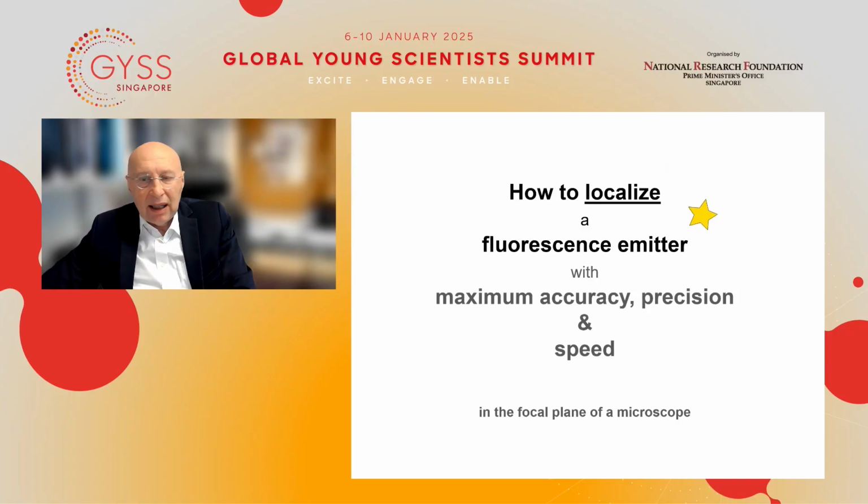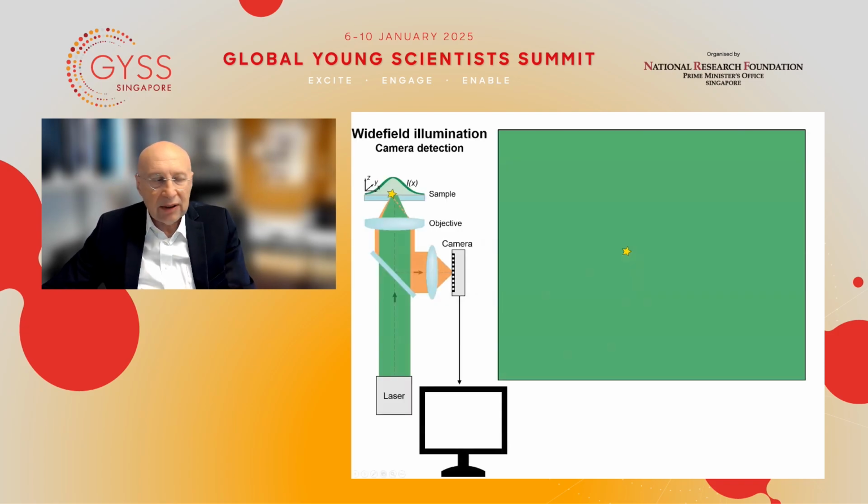So I will start out with a very simple question, which is how to find out the position of a fluorescence molecule with maximum accuracy, precision, and speed in the focal plane of a microscope. Now, this is a very simple question, and in fact, for about 5 or 6 decades, people had a very simple solution, a very simple answer, which I'm going to explain to you now.